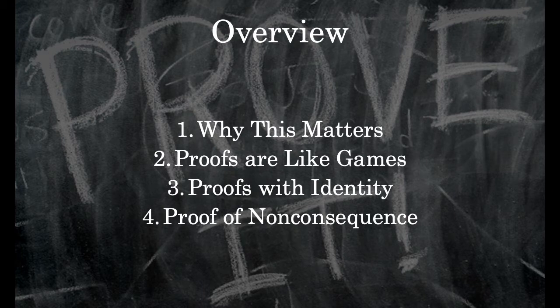Here's how we'll proceed today. First, I'll explain why this matters. Then, I'll draw a useful analogy between proofs and games. Then we'll look at proofs with identity, where we're trying to show that an argument is valid. And finally, we'll engage in proofs of invalidity, or proofs of non-consequence.